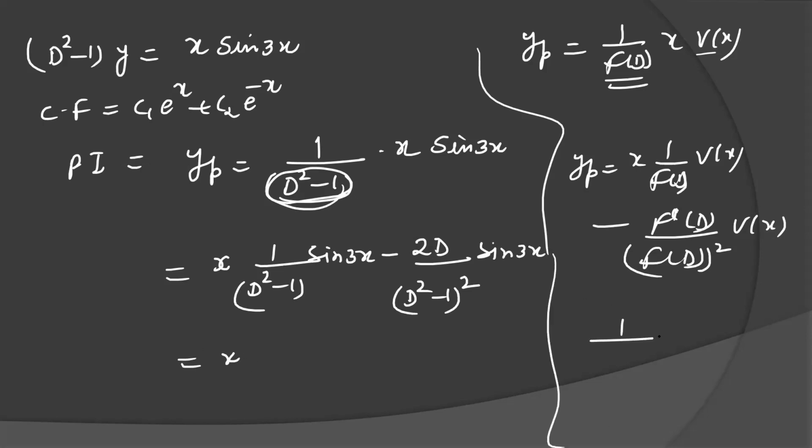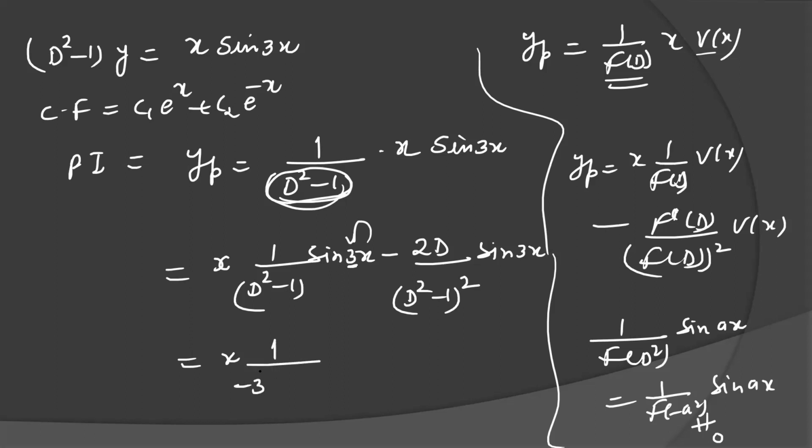If you have 1 over f(D square) into sine ax, then it is 1 over f(minus a square) sine ax. See my lecture 4, provided f(minus a square) is non-zero. So if you apply this here, the coefficient a is 3, and we will replace D square with negative sign. So minus 3 square minus 1 sine 3x, minus 2D. Firstly apply in the denominator always, minus 3 square minus 1 whole square into sine 3x.